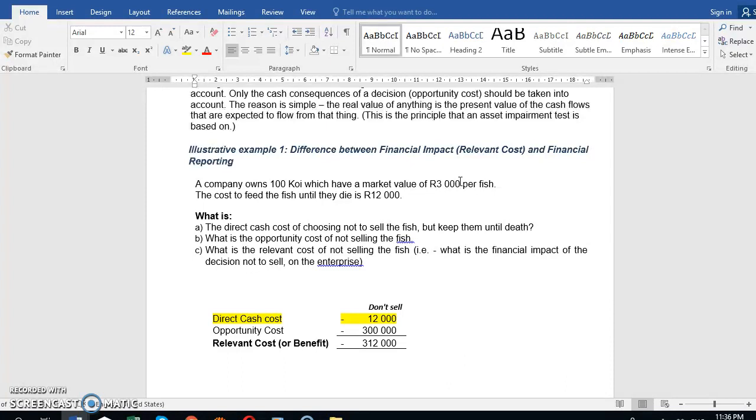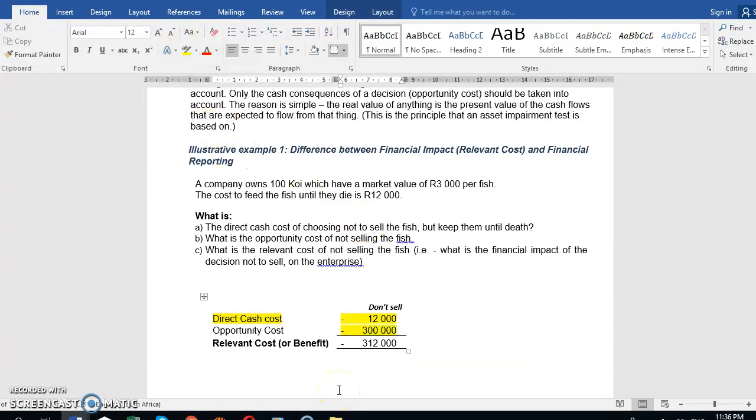Alright, so let me repeat that. There's only 2 alternatives: keep the fish or sell the fish. If you choose to keep the fish, you forgo the alternative of selling the fish. And the selling of the fish alternative would have brought in 100 times 3,000 per fish, which is 300,000, and therefore the opportunity cost is 300,000.